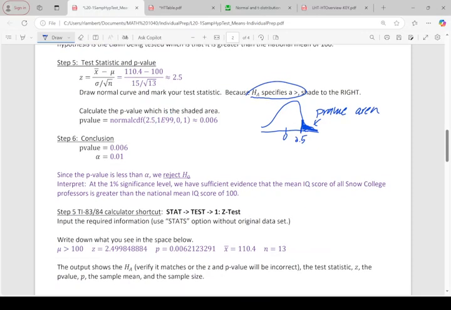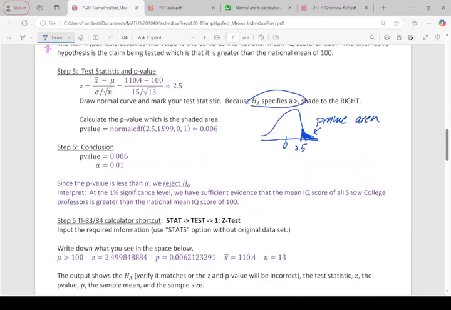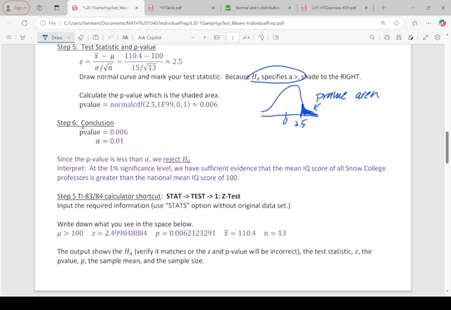And the shaded value of the area is 0.006. That's our p-value, which is the probability, if the null hypothesis was true, the probability that we saw what we saw. So this 110 is a lot more than this in terms of standard errors, basically. So the probability that we saw what we saw given the null hypothesis is true is close to 0. So that's really strong evidence that the null hypothesis is not true. The rule of thumb is if the p-value is less than or equal to alpha, we reject the null hypothesis.